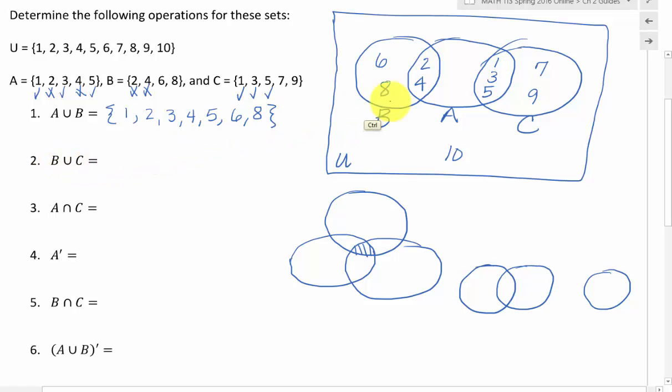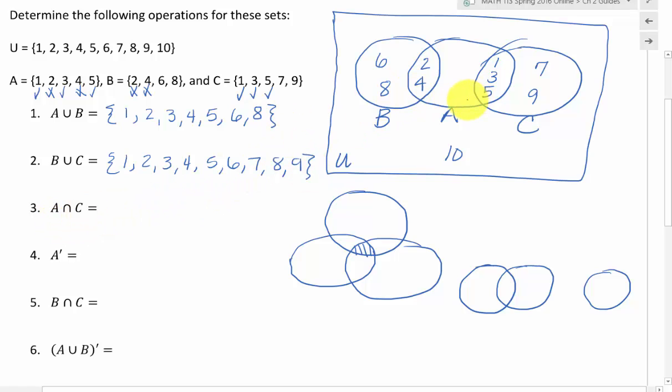B union C. So B and C don't have anything in common, but a union is saying take everything that's in either set and list it out. So everything in B, everything in C. And again, we'd like to do it in numerical order. So starting with 1, 2, 3, 4, 5, 6, 7, 8, 9. And that is all the numbers 1 through 9. But no 10, remember, because that was outside of both of the sets.